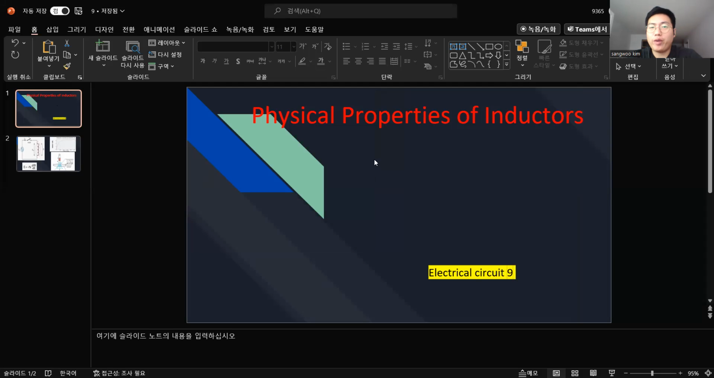Yeah, today we will learn about the inductor. You know what I mean? Before we start the inductor, we will quickly review the impedance: R, X, Z.